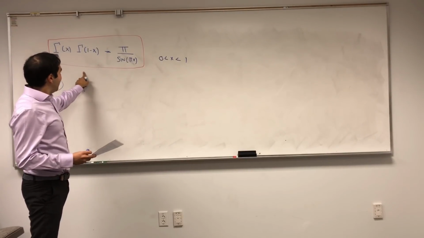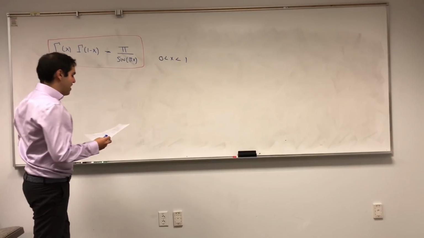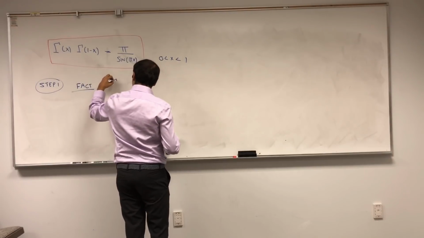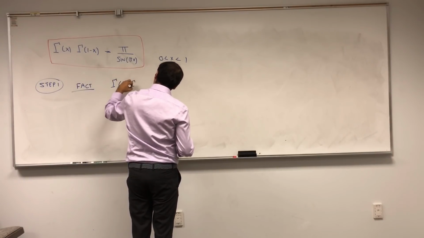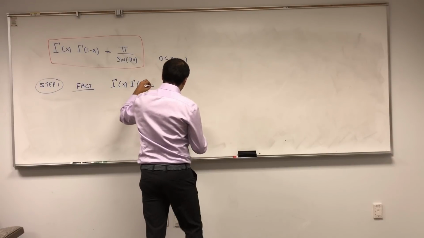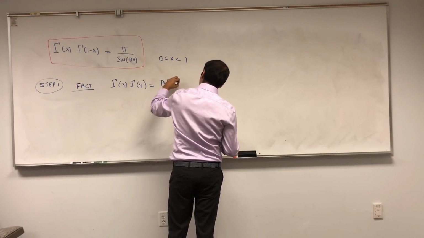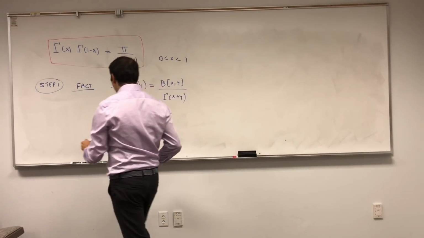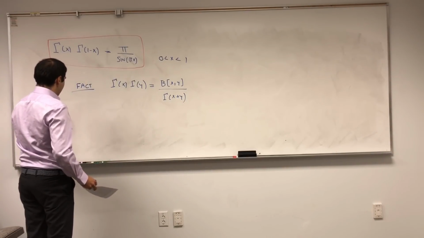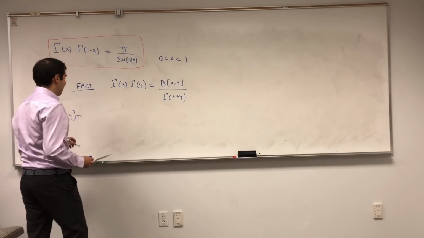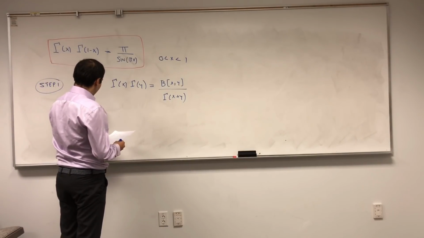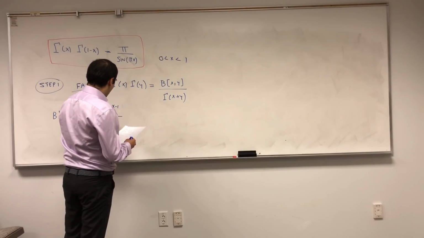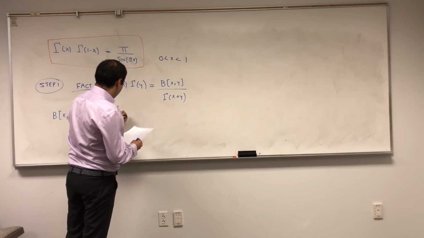Notice this looks a bit like the beta function, so we have to use one little fact that I've shown, I think, in a video about sine of x squared. It's true that gamma of x times gamma of y is the same as beta of x comma y over gamma of x plus y, where the beta function, and there are many formulations of this, today I will use this one: the integral from 0 to infinity of t to the x minus 1 over (1 plus t) to the x plus y dt.